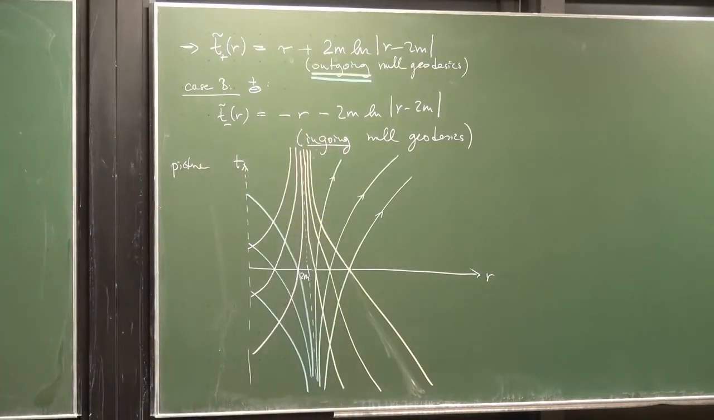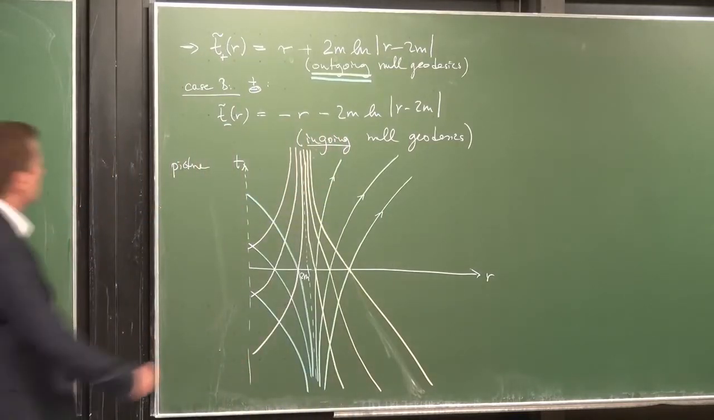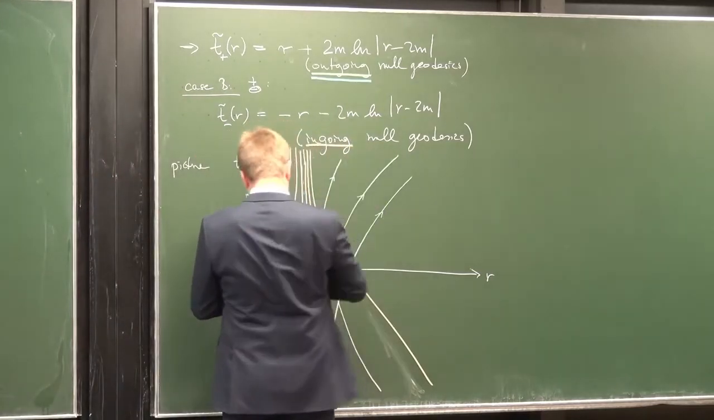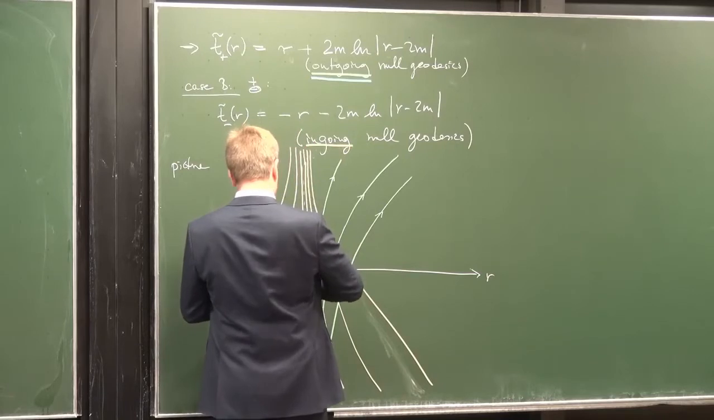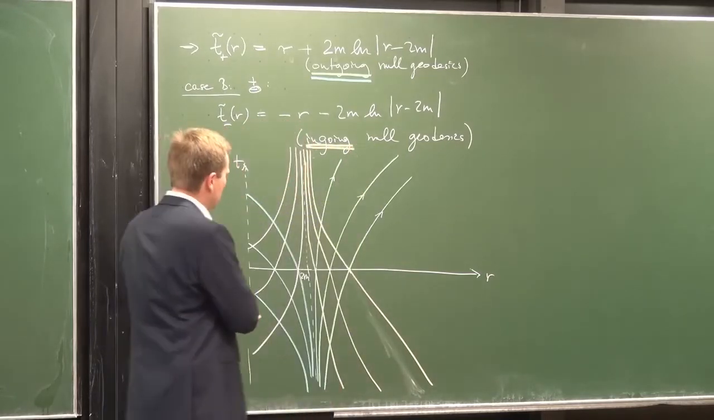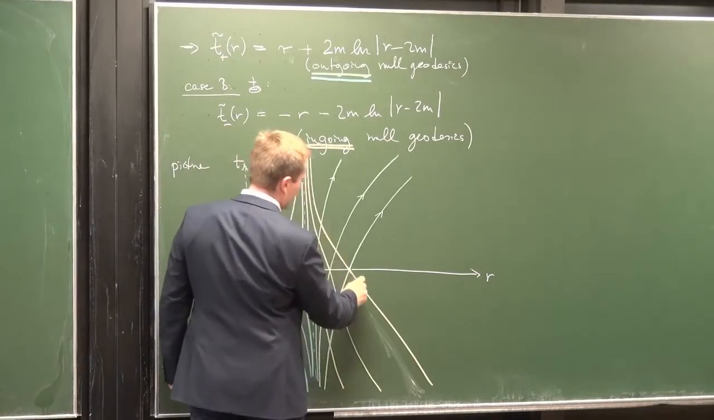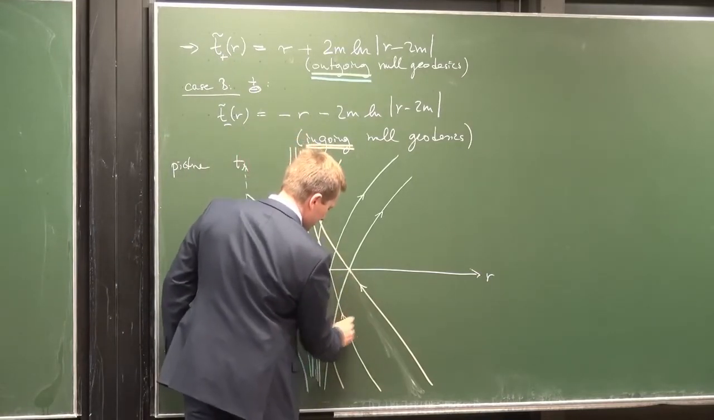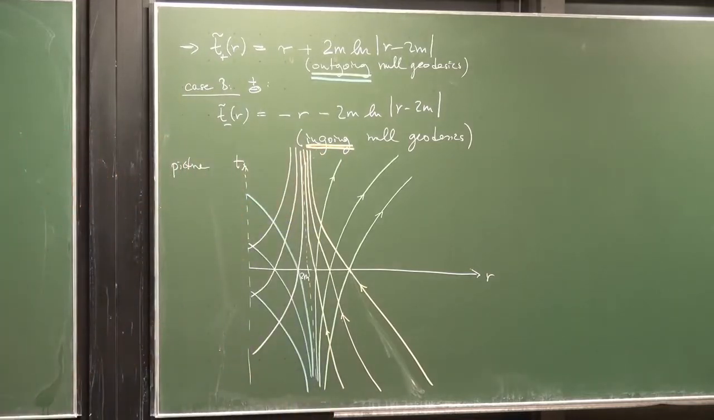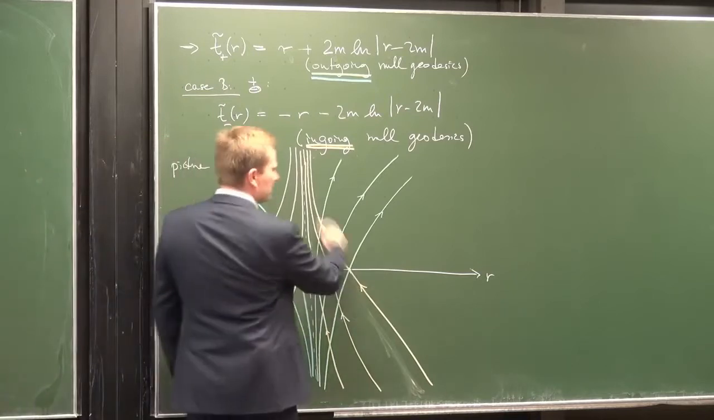And so here the ingoing ones are yellow and red. Okay? So the yellow ones are ingoing ones, so they run in this direction. And before I go to the inner region, let's observe that these are null geodesics.